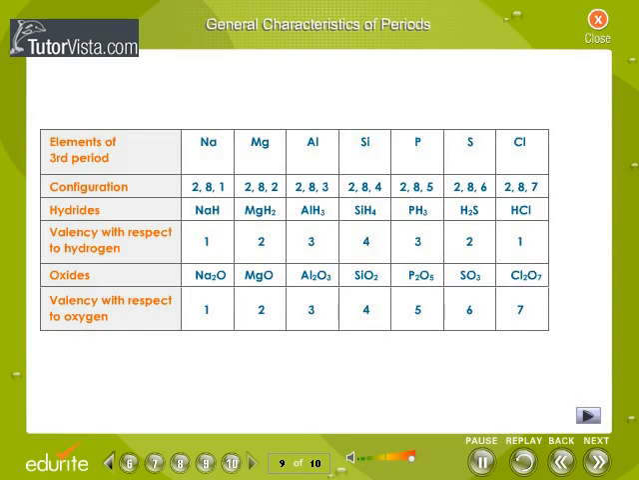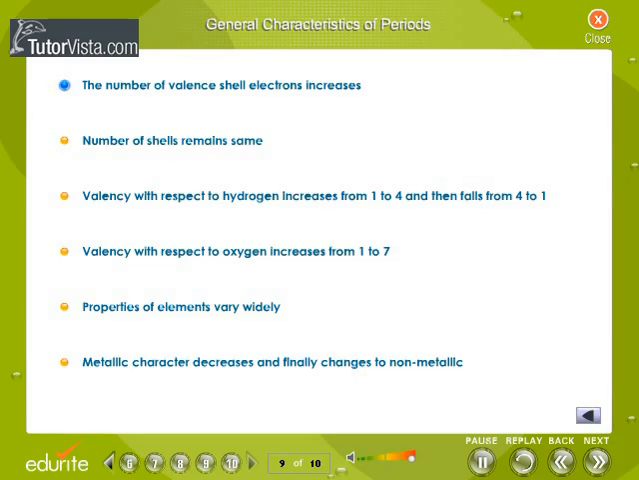General characteristics of periods. Electrons present in the valence shell increase when proceeding across a period, but the number of shells remains the same. Valency with respect to hydrogen increases from 1 to 4 and then falls from 4 to 1 across the period. Valency with respect to oxygen increases from 1 to 7.